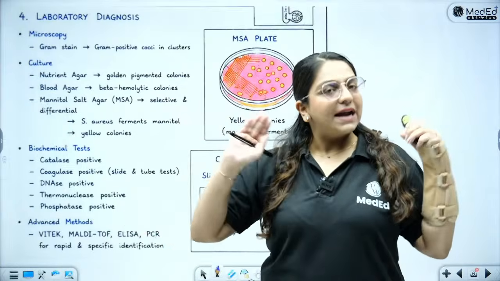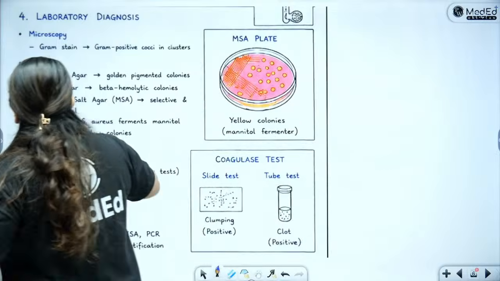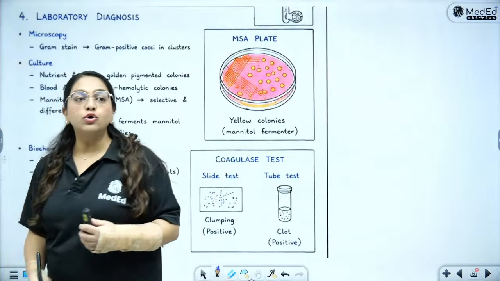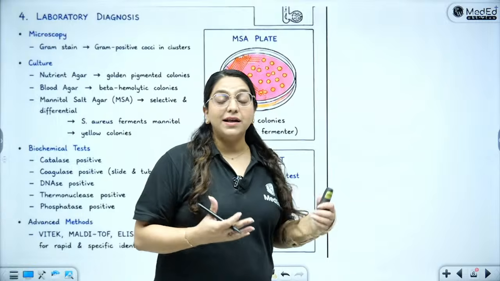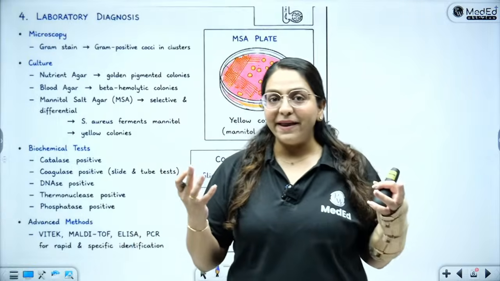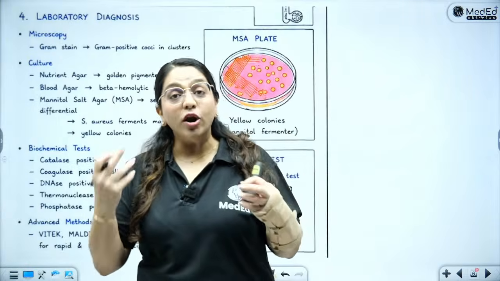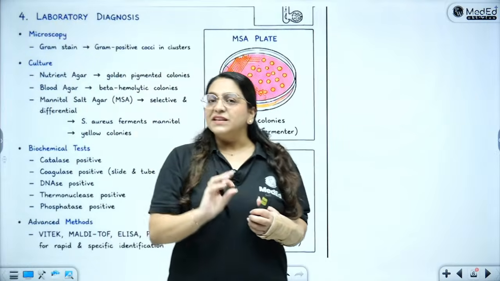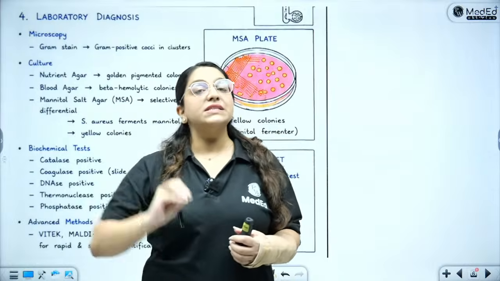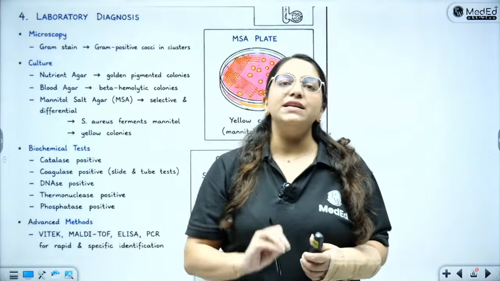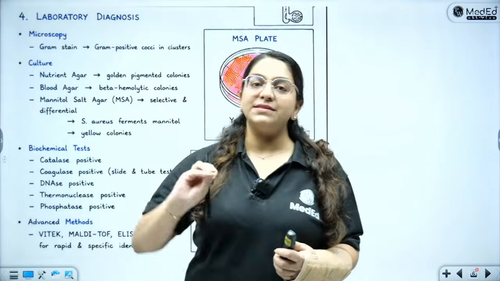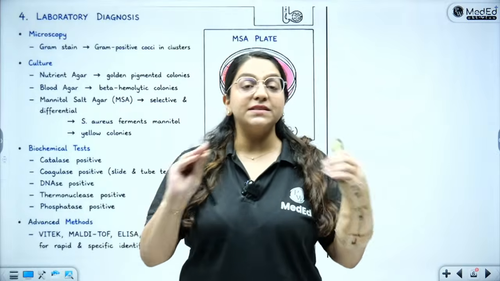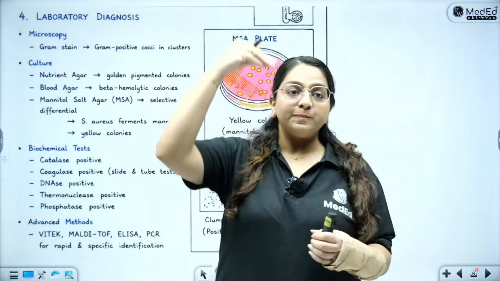Always write lab diagnosis. And I always tell you how to begin and end an answer on pathogenesis and lab diagnosis. You know it, that pathogenesis always starts with mode of infection and ends with clinical features. And lab diagnosis starts with clinical features and ends with the treatment or antibiotic susceptibility. This is the dictum, this is the rule.